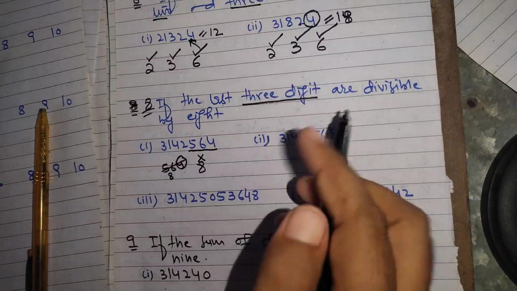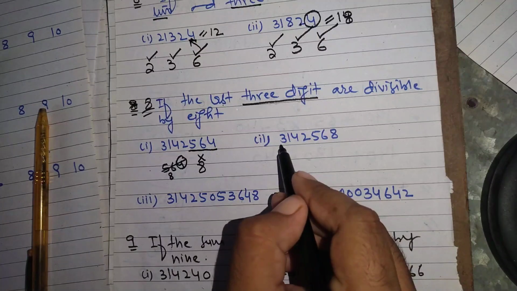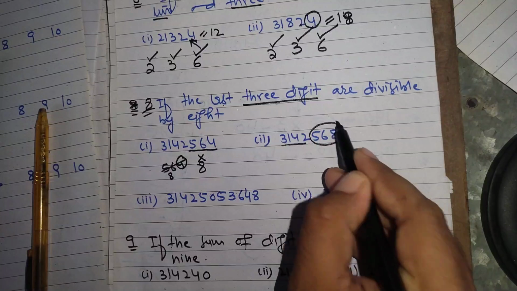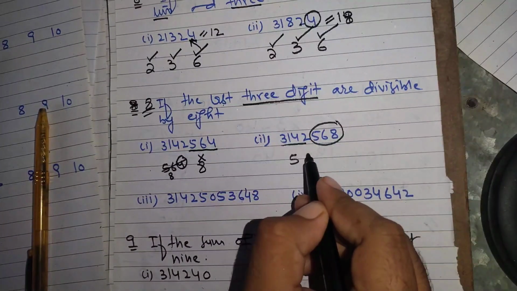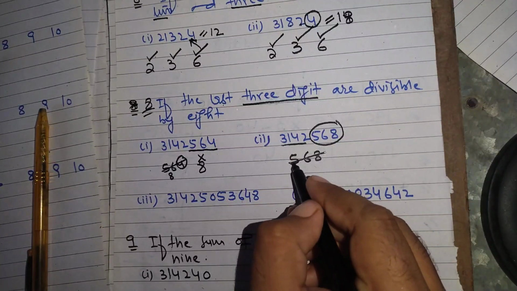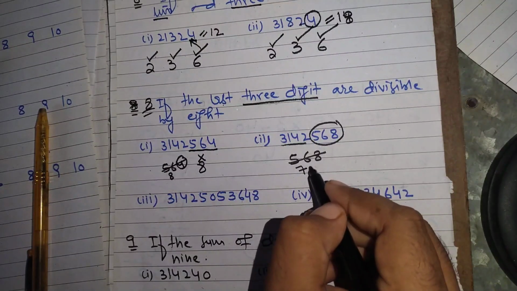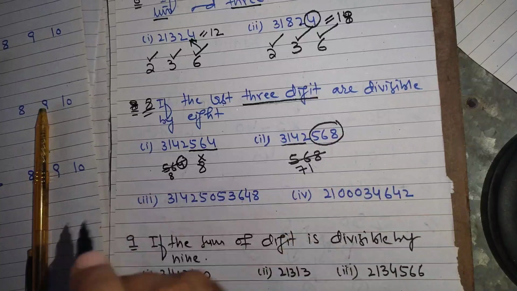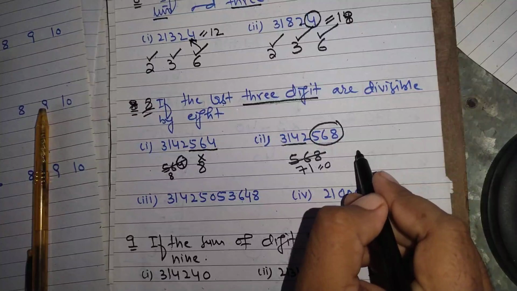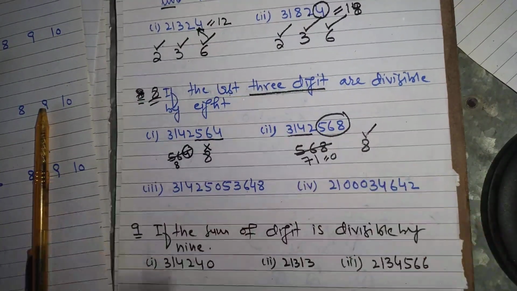Again we check on this other number; we only need the last 3 digits. Here we take the last 3 digits, 5 6 8. We divide 56 by 8, which is 7 times, and the remainder is 0, so we say that this number is divisible by 8.